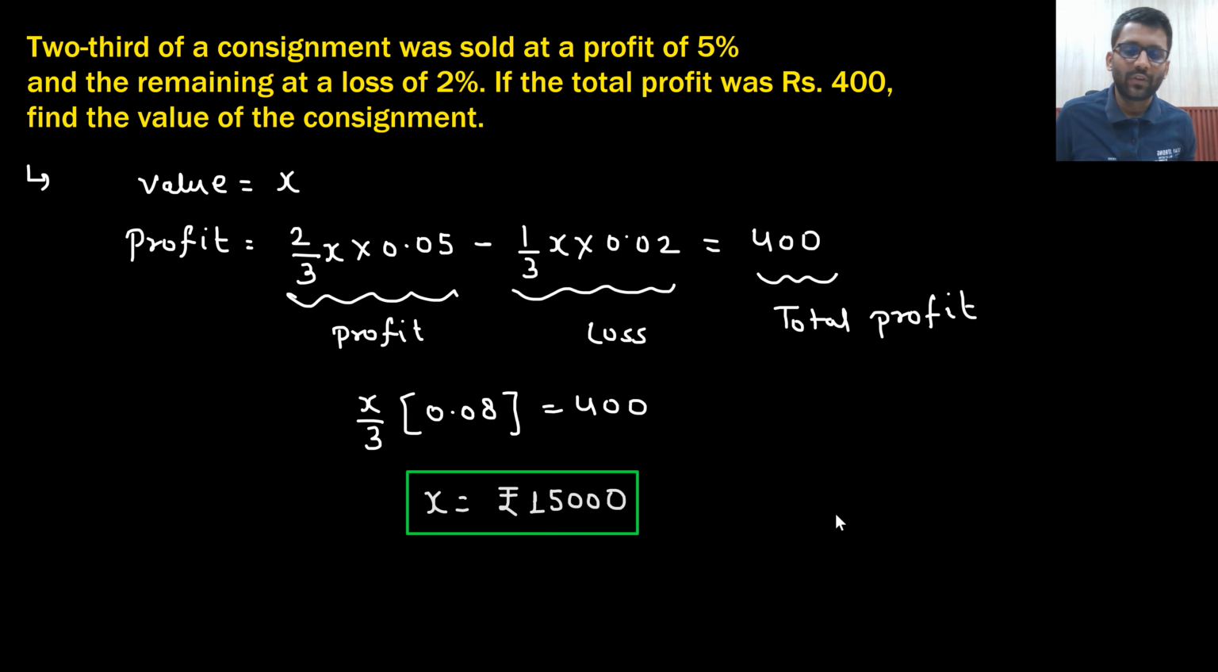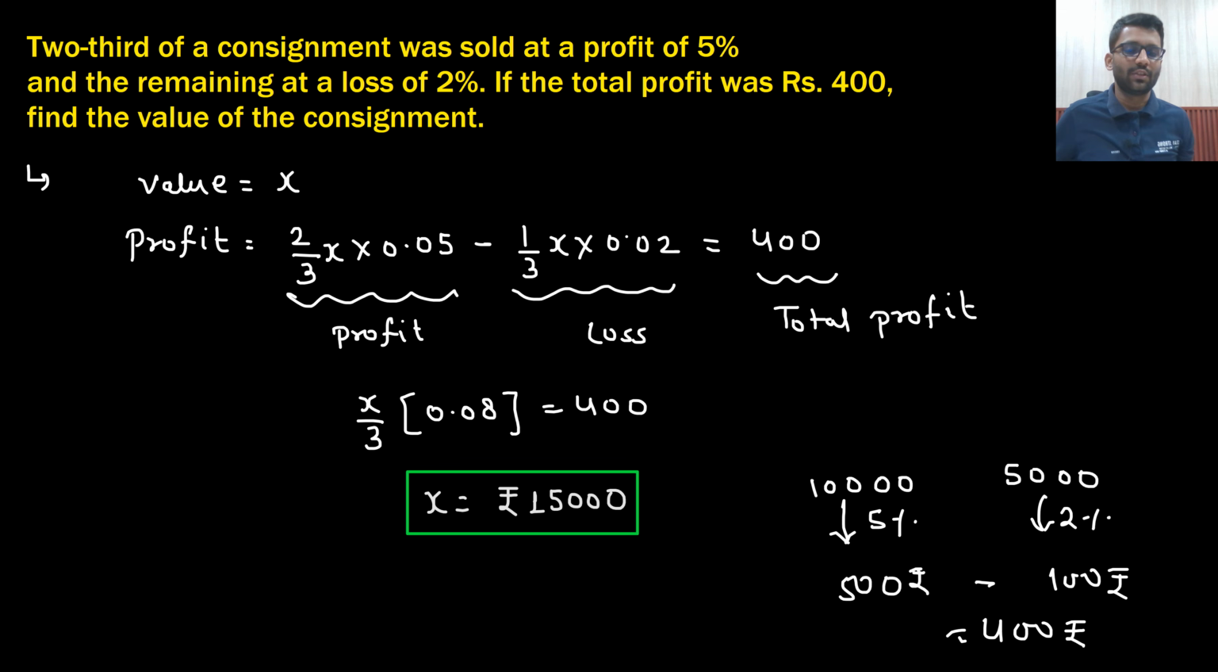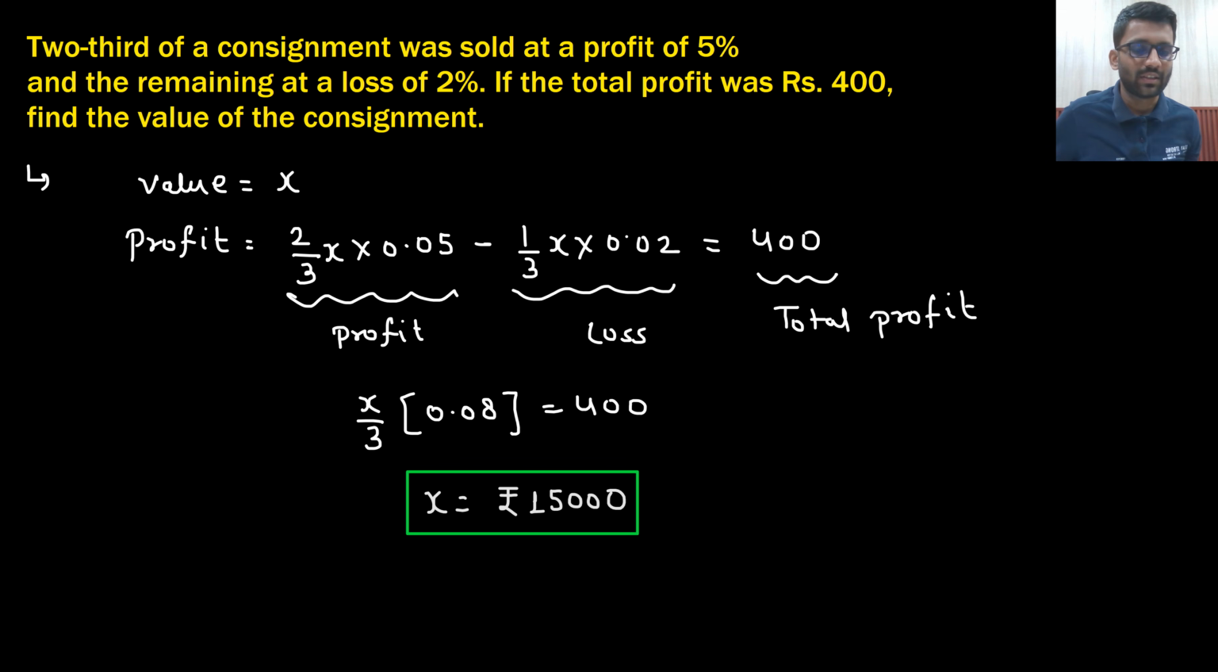So 2/3 of 15,000, what would that be? 10,000. And 1/3 will be 5,000. So what was happening? He was getting 5% of profit here. 5% of profit means 500 rupees. And he was getting a loss of 2%. 2% of this means 100 rupees of loss. So he was getting 500 rupees benefit and 100 rupees of loss. So total benefit was 400 rupees. So this is what the question was saying. Okay, so you can check in this manner as well.